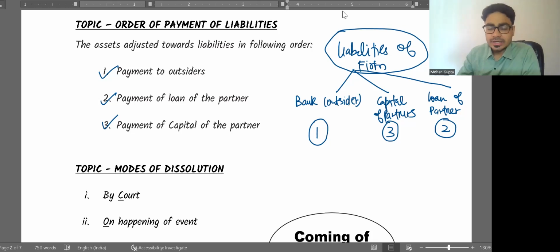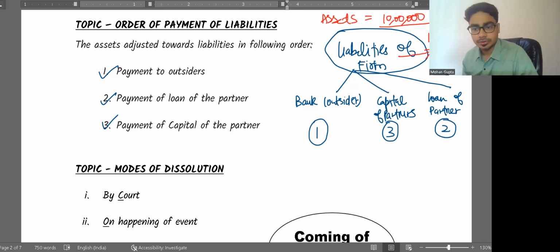Let us say a business partnership firm has assets of rupees 10 lakh, and the liabilities of the business are rupees 15 lakh. So the liabilities are more than assets, and the business is definitely in loss. At the time of dissolution, there will be problems. The business will not be able to pay the complete amount.